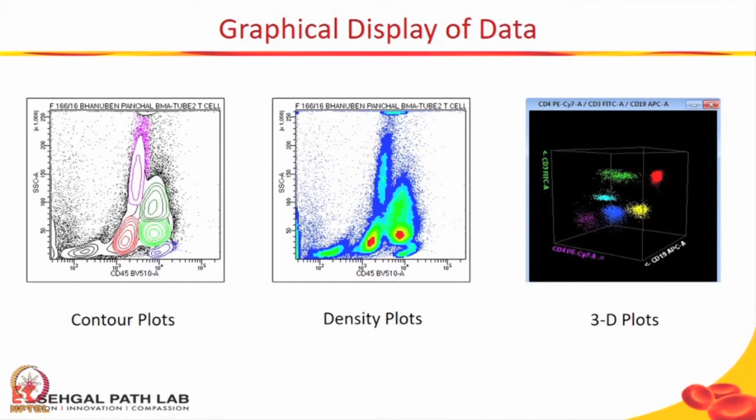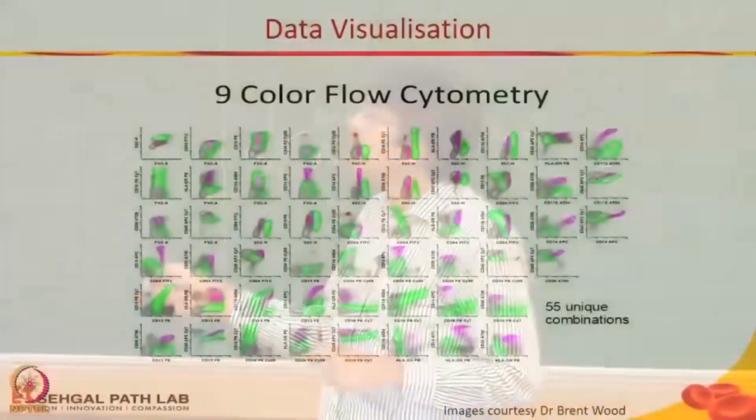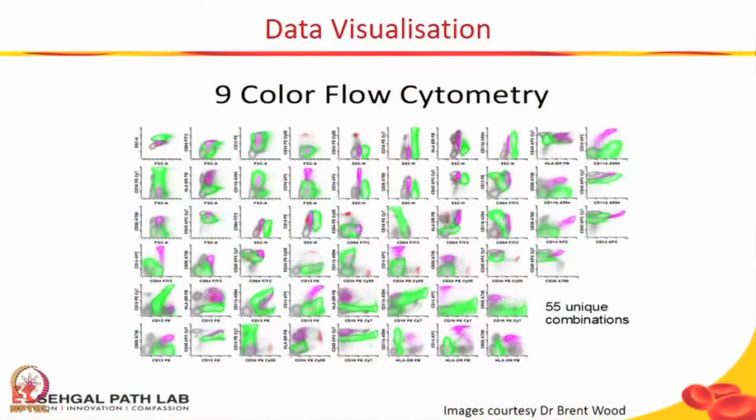In the period of time, flow cytometers have gone from 3 color to what we clinically use now, 8 and 10 color. And in research labs, we have 15 and 17 color. The problem is, for a simple 9 color flow cytometer, if you look at different combinations of antibodies, you will have a minimum of 55 unique combinations. This is for one 9 color tube, and on average we run 3 such tubes. So I have to go through 165 plots.